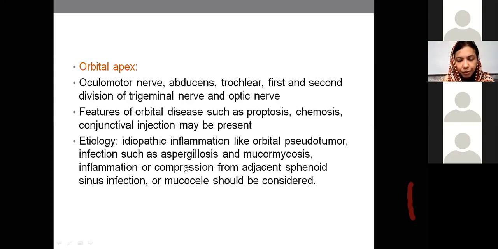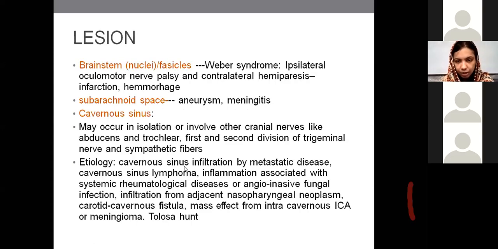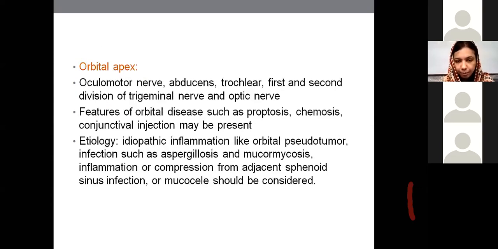So the nerve can be involved in the brainstem, that is in the midbrain. It can be involved in the subarachnoid space. It can be involved at the cavernous sinus, and it can be involved at the orbital apex. So this is the third nerve pathway.